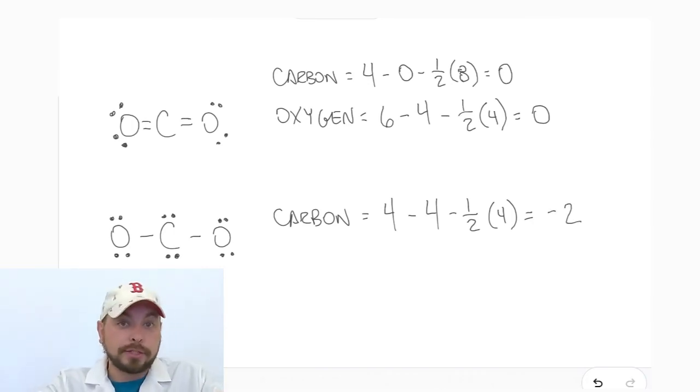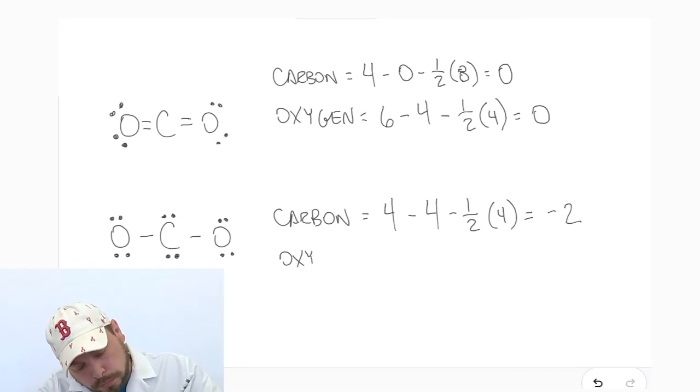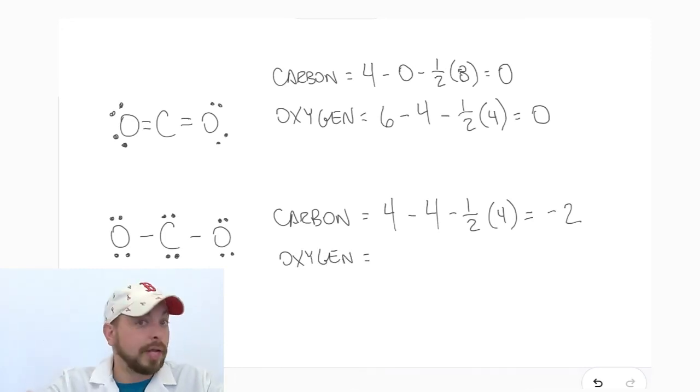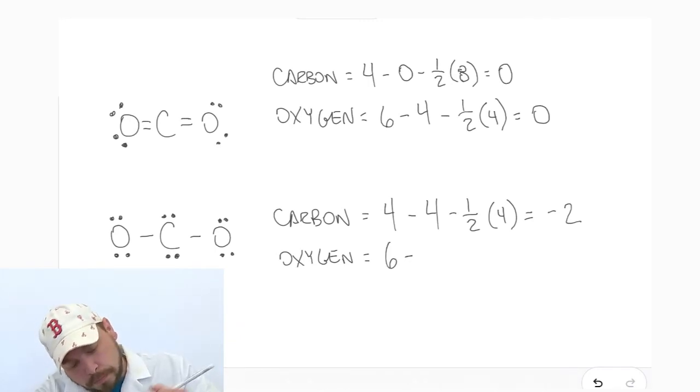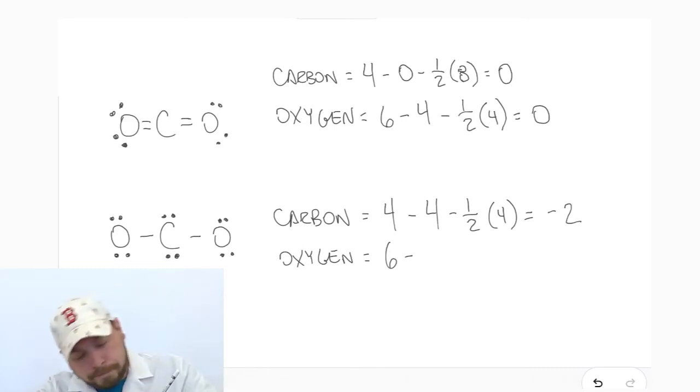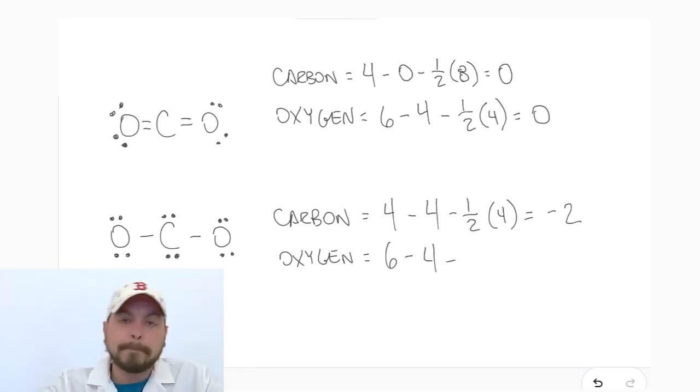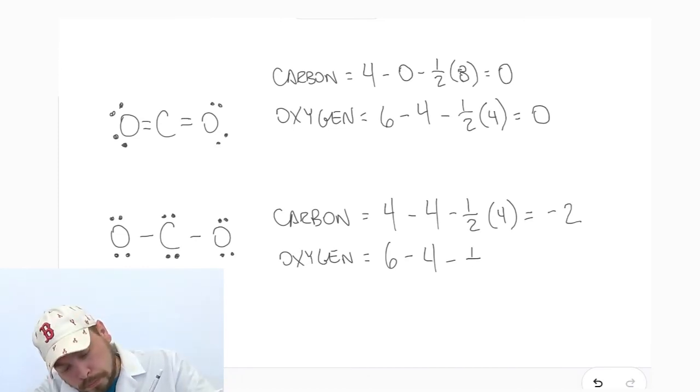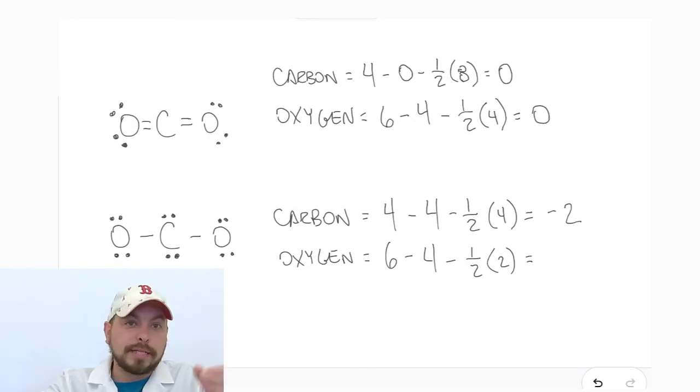And if we look at the oxygens, again, should have 6. Each one has 4 valence electrons in lone pairs. And each one only has 1 owned electron within each chemical bond, or each single bond. In this case, that's just 1. So in this case, each oxygen has a formal charge of +1.